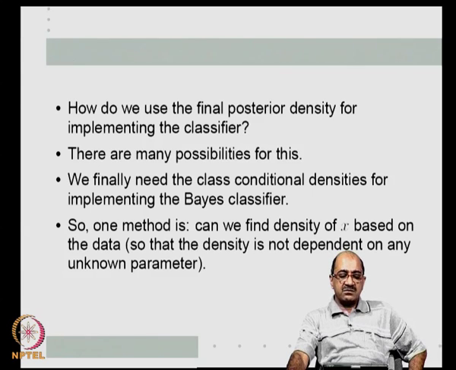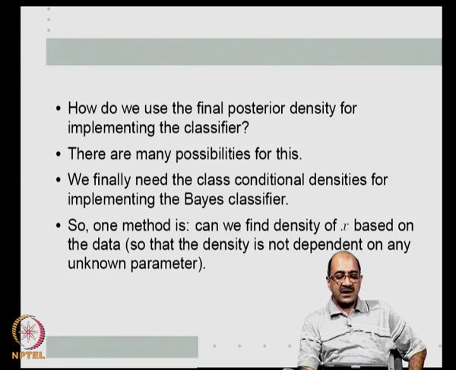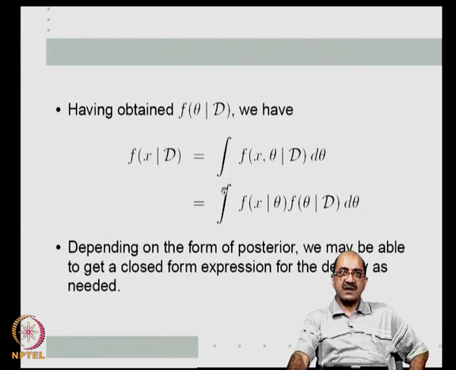One final point: how do we use the final posterior density for implementing the classifier? This is also what we discussed last time, and is worth recalling again. As I said last time, there are many possibilities for this. Ultimately, we need class conditional densities for implementing the Bayes classifier. So, one method is, given the posterior density, can we find a density for x based on the data, so that the density is not dependent on any unknown parameter. Last class we have seen how it can be done.